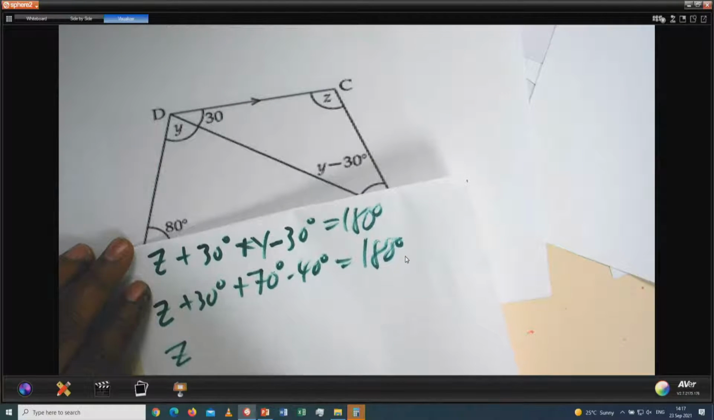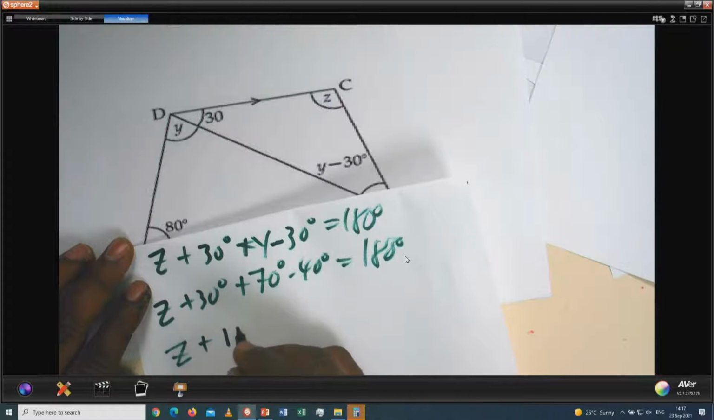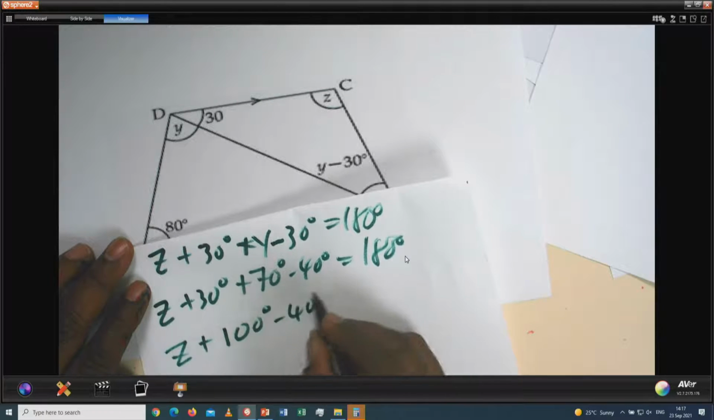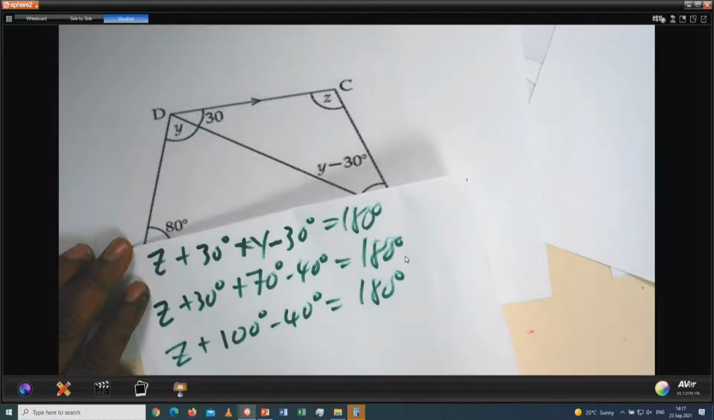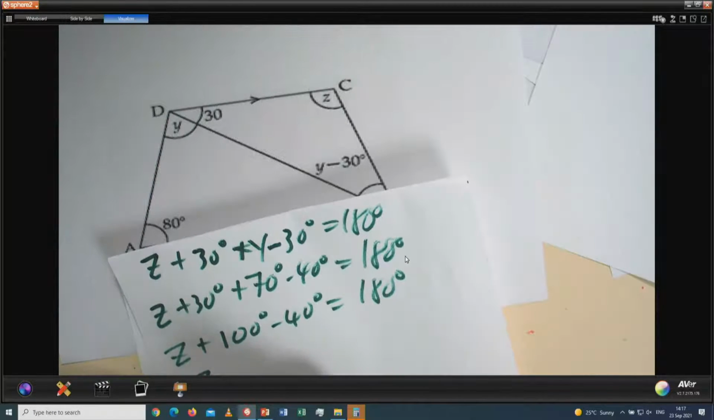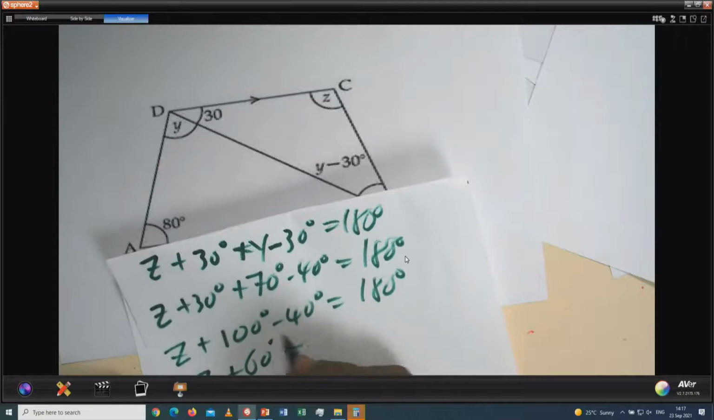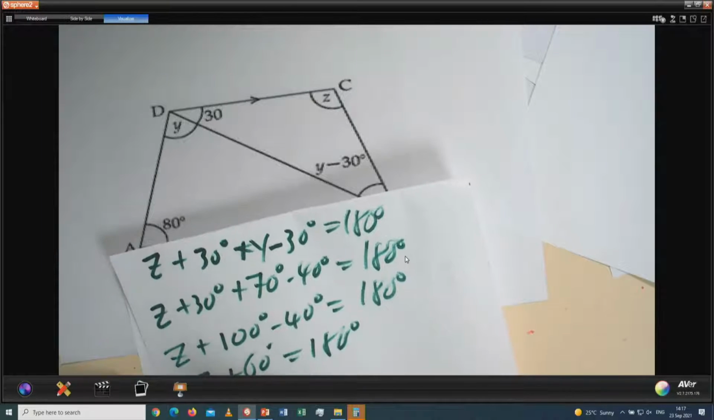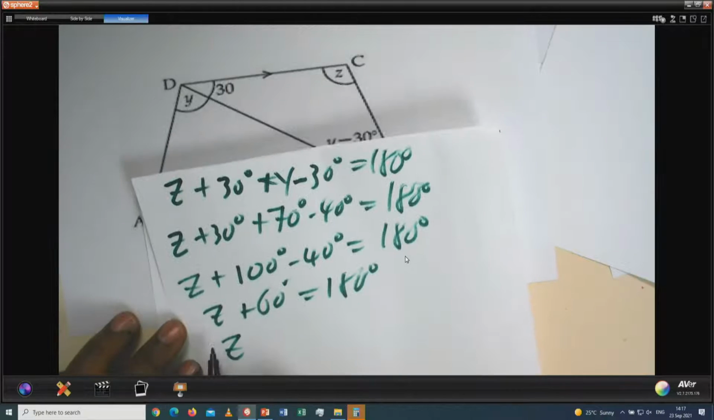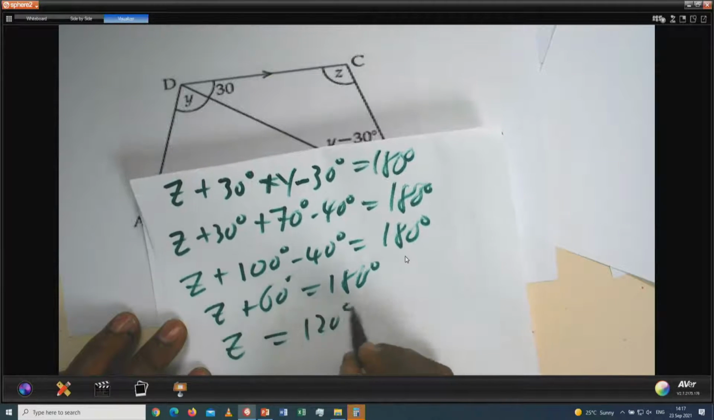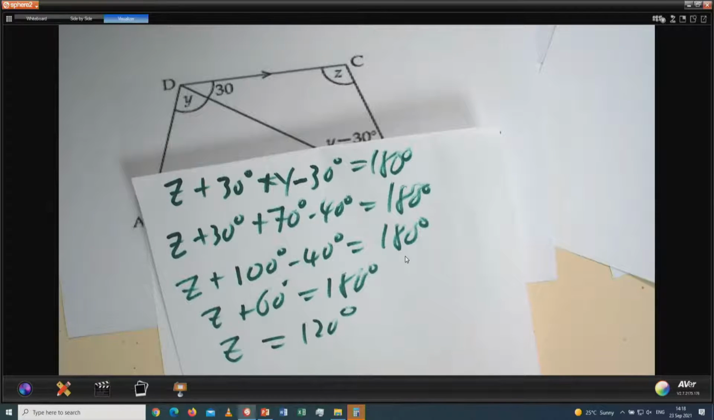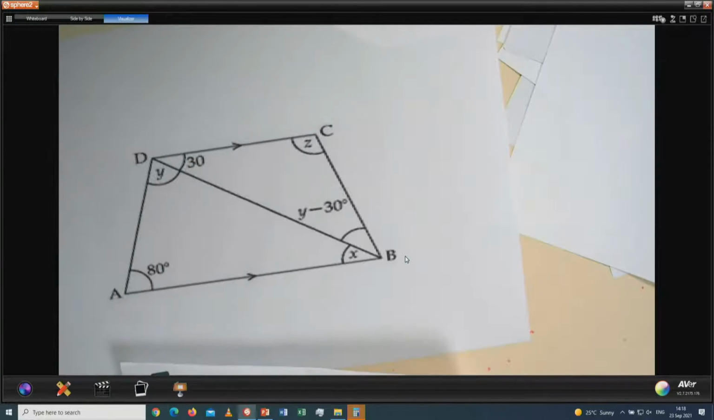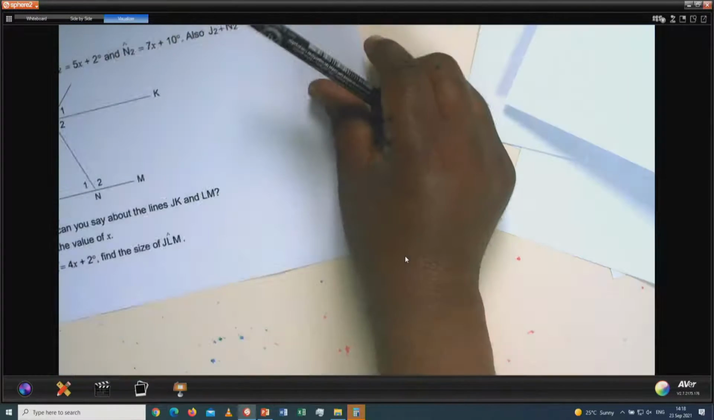Remember, mathematics is the step-by-step approach. Z plus 60 equals 180 degrees. Therefore, for this to be correct, your Z must be 120 degrees. Every time: language, properties, relationship. And then this one will be the last one for today.